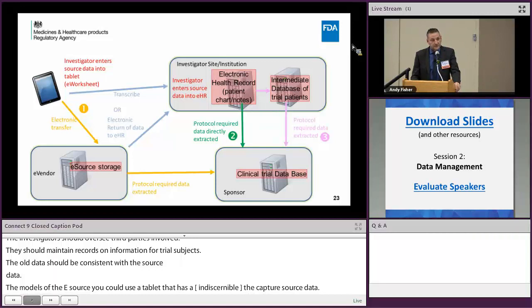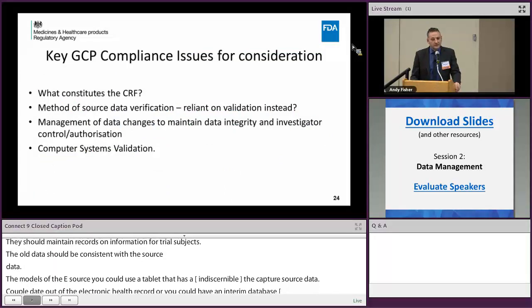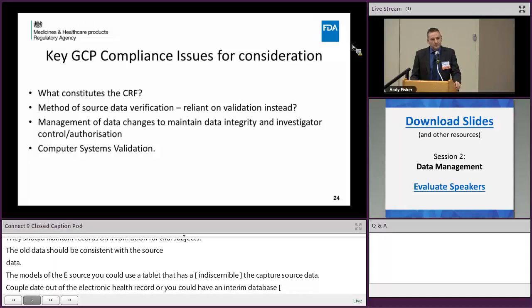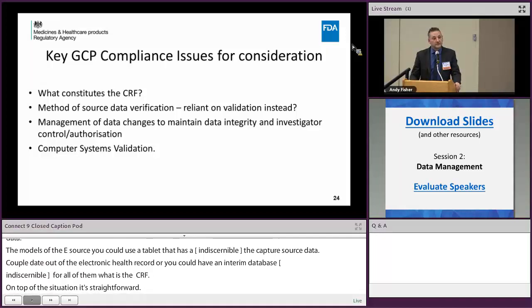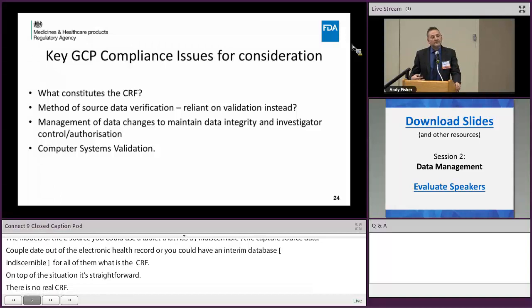So what are the GCP things to think about in terms of compliance for these systems? For all of them, what is the CRF? In the tablet situation, it's probably straightforward, but for the others, there is no real CRF. Does it really become the specification document for what data is going to be pulled out of the electronic health record? Is source data verification still needed? If we believe that the extraction tool is validated to extract only the right data, then is that sufficient, or does SDV still need to be done in some way?